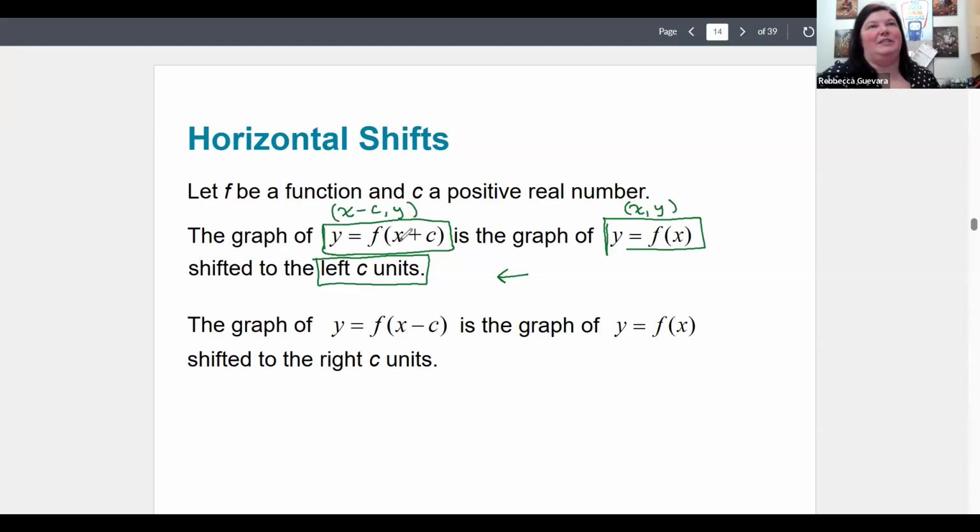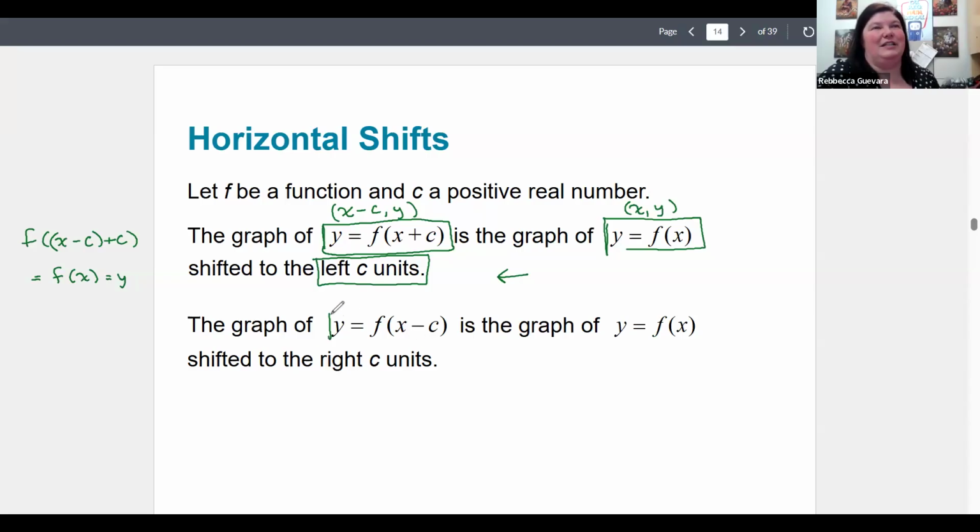The reason that happens is that these are going to be the same y values. So I have to replace x with x minus c to counteract that c, so that we're back to f of x, and we know that f of x should equal that y. So to give us back that same value. That's why it does the opposite. Anything that's directly on the x is going to do the opposite of what you think. Anything on the y pretty much does exactly what you think it will do.